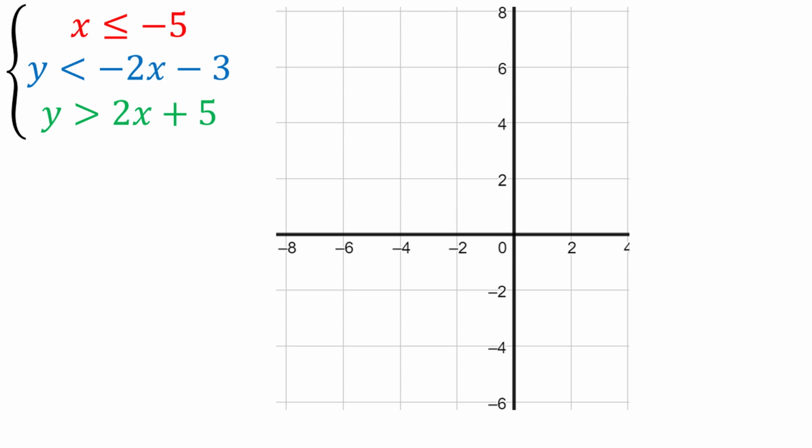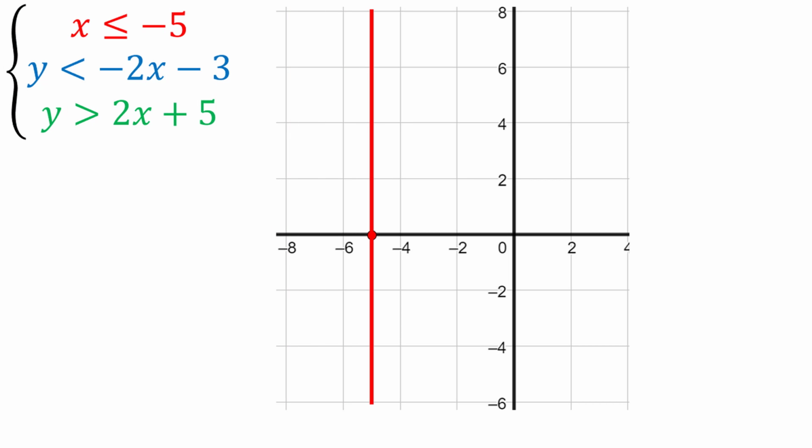Okay, let's try one more problem with 3 inequalities. Thankfully, all 3 inequalities are already solved for y, with the exception of the first one, which does not even have a y. Recall that x equals a constant is just a vertical line. So x is less than or equal to negative 5 will just be a vertical line at x equals negative 5 before we shade.